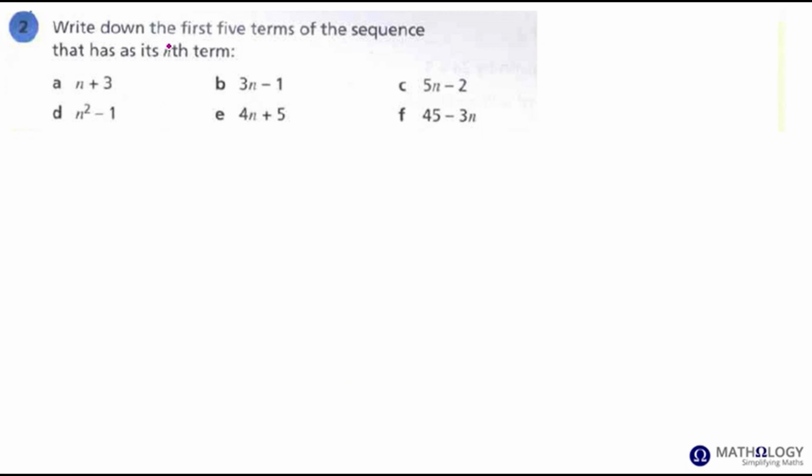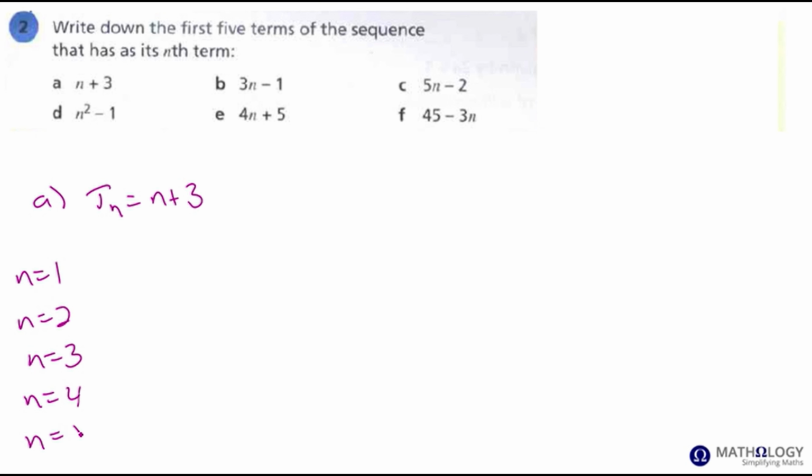Question 2 is pretty much the same as question 1. We're given the nth term in this exercise, and we need to find the first 5 terms of the sequence. So in A, Tn equals n plus 3. You then proceed as we did in the previous question. N equals 1, n equals 2, n equals 3, 4, and 5.